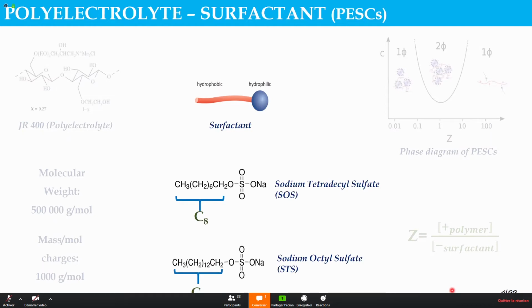And the two surfactants on which I'm working are SOS and STS, where they have the same head group, which is a sulfate head group, but they only differ in the length of the tail. Because with SOS in the tail we have 8 carbon atoms, while with STS in the tail we have 14 carbon atoms. Okay, we prepared these solutions.